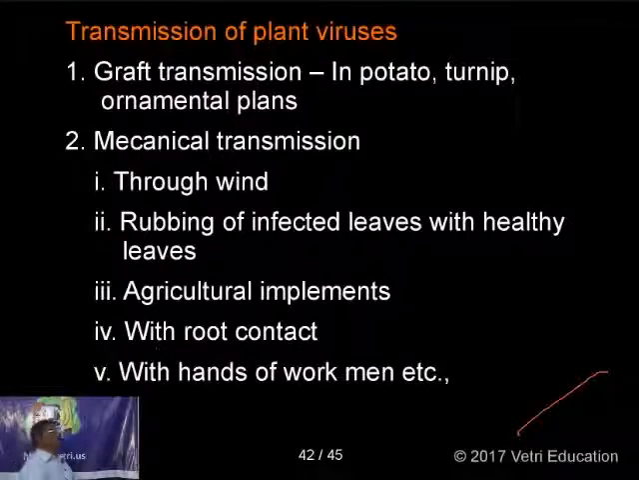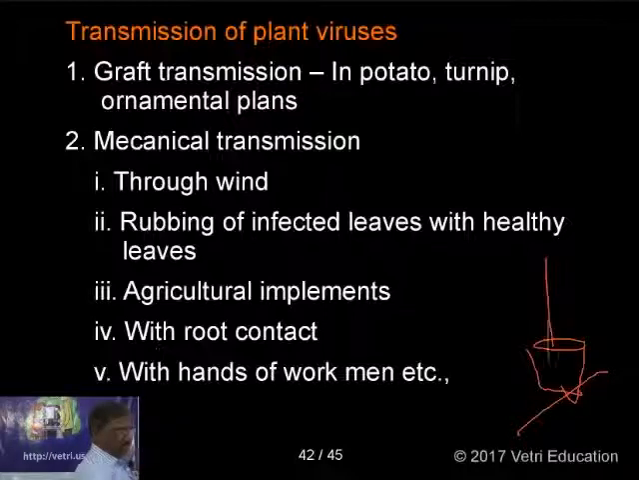And how is this virus transmitted from one place to another, or from one plant to another plant? The first one is graft transmission. I think you know grafting is a technique where you can get a new plant or a good plant from a normal plant. You cut a normal plant, and a new plant part is fixed on it so that these characters are obtained. This is called the stock and this is called the scion.